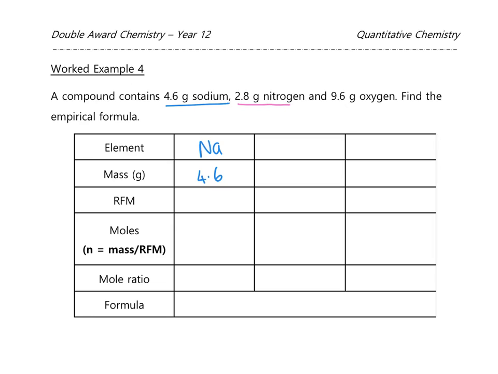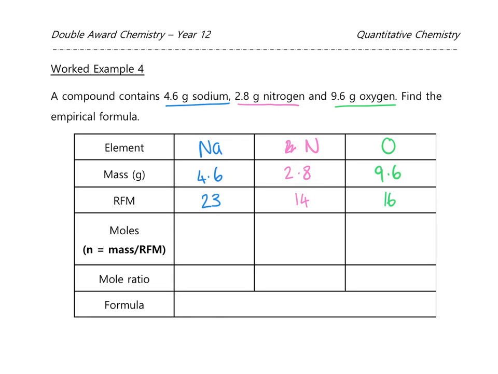We have 2.8 grams of nitrogen. So we'll write nitrogen up here and 2.8 grams. And then we have 9.6 grams of oxygen. So oxygen and 9.6. Again, I have to work out my number of moles, so I need my RFM. So again, look to your periodic table for this. For sodium, you can see your relative atomic mass is 23. For nitrogen, it is 14, and for oxygen it is 16.